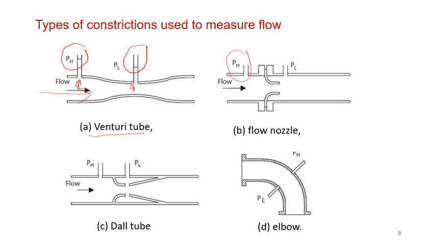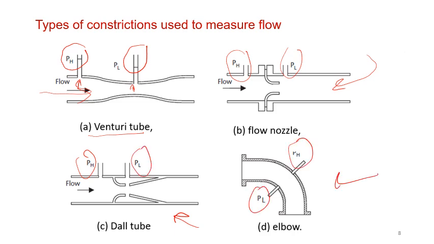Notice here there is P high, P low. So always, due to the arrangement of this pipe, we are going to have a point of high pressure and a point of low pressure, and we are going to measure the difference between the two pressures, which will tell us about the flow rate. Same thing here, high pressure is here, low pressure is here, and for the elbow also, high pressure is here and low pressure is here. So always we are going to connect differential pressure between this point and this point, which will tell us about the flow rate.